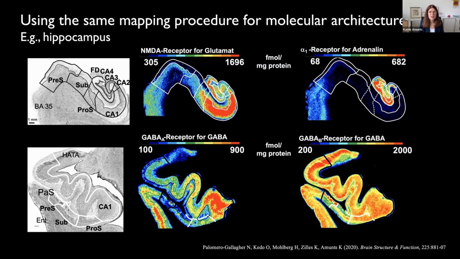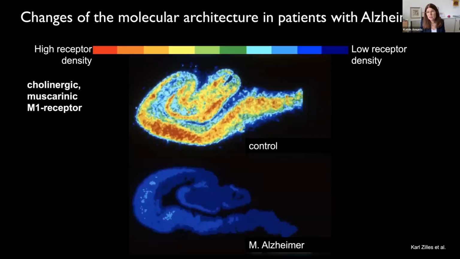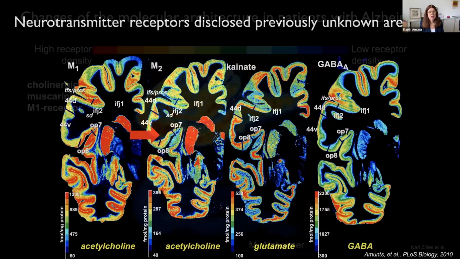And as you can see here on the left side, we know precisely where we are with respect to the cytoarchitectonic parcellation of the hippocampus. And this is highly relevant not only for hippocampal function in healthy human subjects, but also in patients with Alzheimer's. In Alzheimer patients, for example, we see a very low density of cholinergic muscarinic receptors, and indeed cholinergic substances are being used in order to decrease the symptoms of Alzheimer patients.